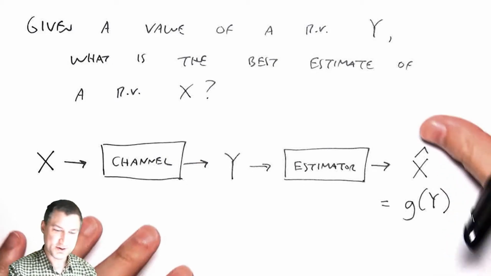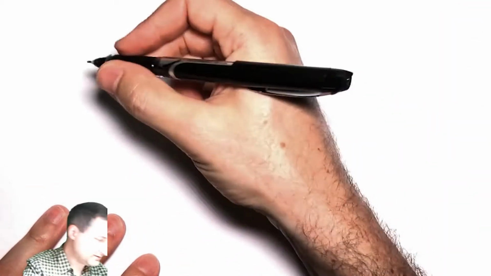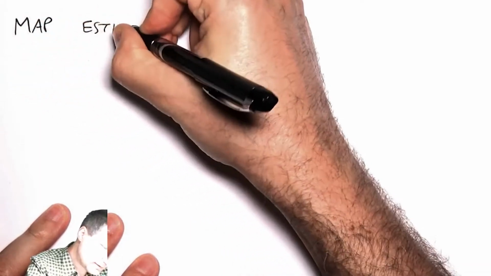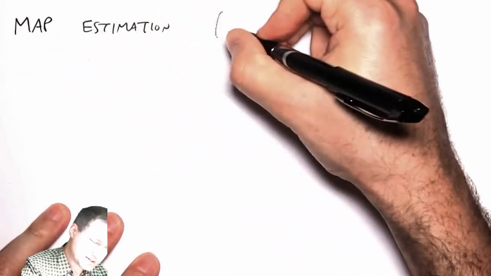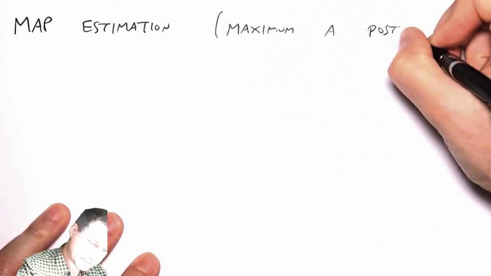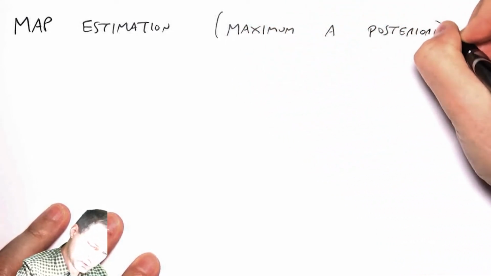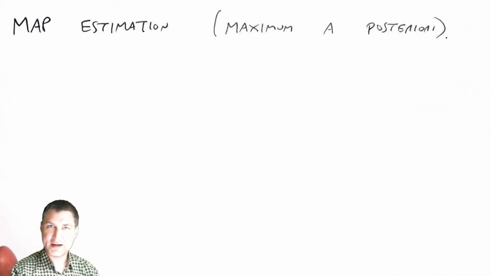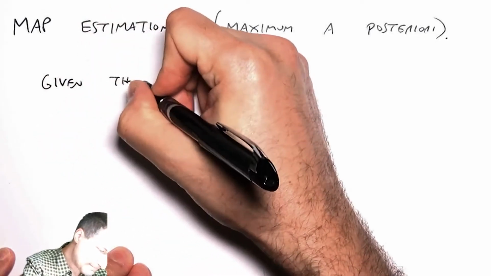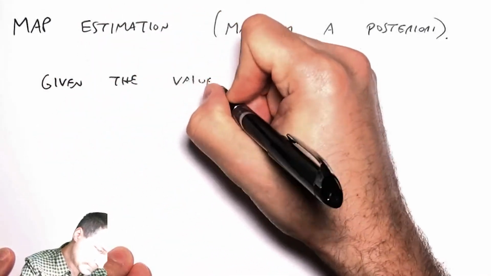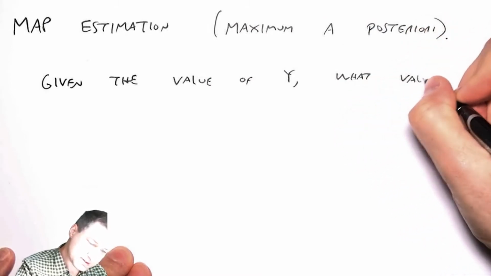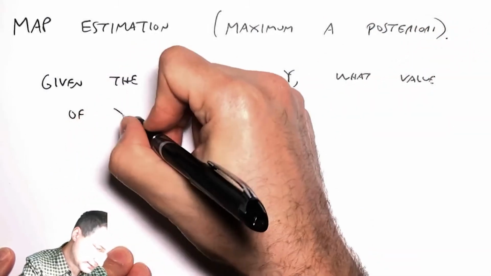The first one I want to talk about in this lesson, and we'll go on to other ones in the next ones, is called MAP estimation. This stands for maximum a posteriori. The philosophy behind MAP estimation is simple. It basically says, given the value of y, what value of x is most likely to have occurred?